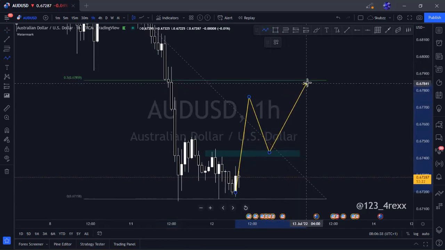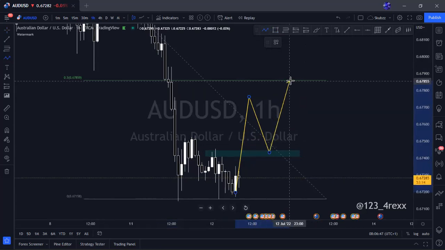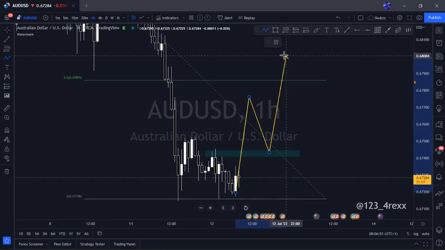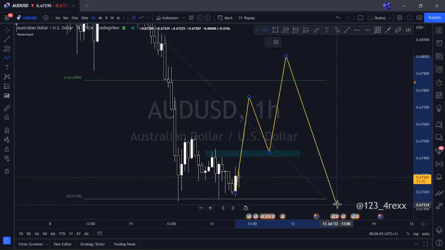Do you guys understand? Are you guys with me? Oh, yes, sir. Good, because price can just tap into the 50, into the golden ratio, and then be massively flushed to the downside.